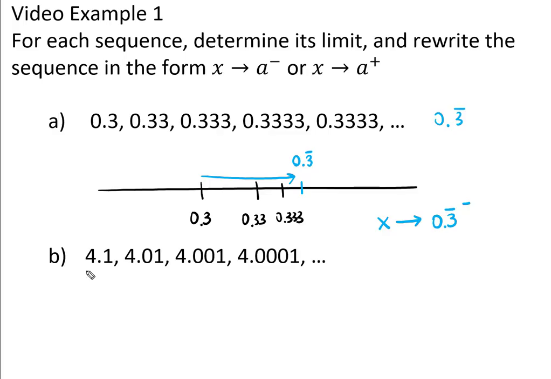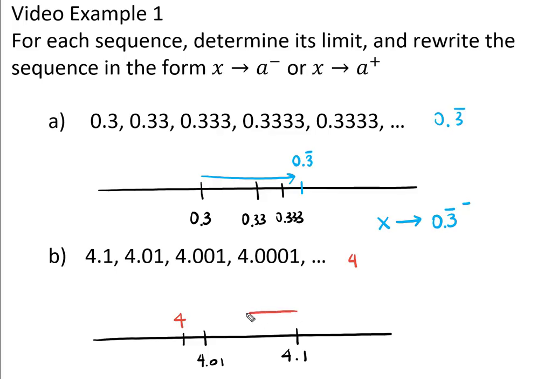For our next example, we start off at 4.1 and then go 4.01, 4.001, 4.0001, and it keeps on going and going, and we think we would approach the number 4. So let's think about that on a number line. In the grand scheme of things, going from 4.1 the numbers are getting smaller and smaller, and we end up at 4, so we're approaching the 4 from the right hand side. So we would say that x approaches 4 from the right hand side, using a plus symbol to symbolize that we're approaching it from that side.